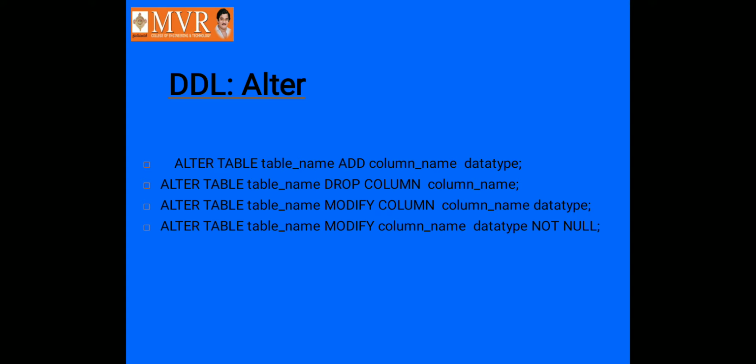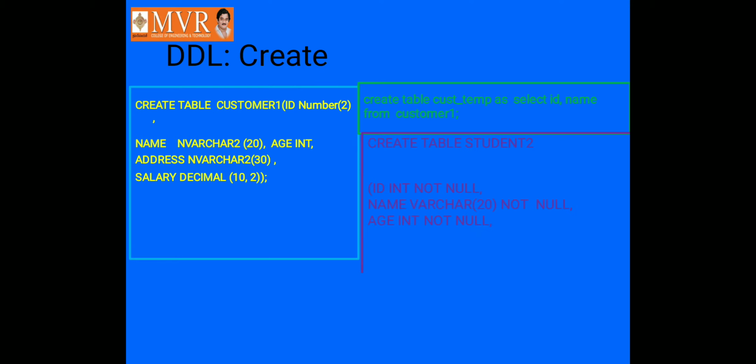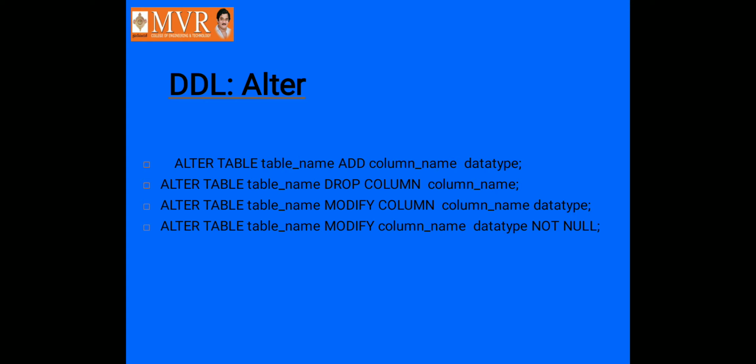Previously we created the table student 2, where we used not null. So if I need to modify it to not null, again you have to use modify. Suppose you want to drop, you have to use the drop option. These are the alter options in the table.